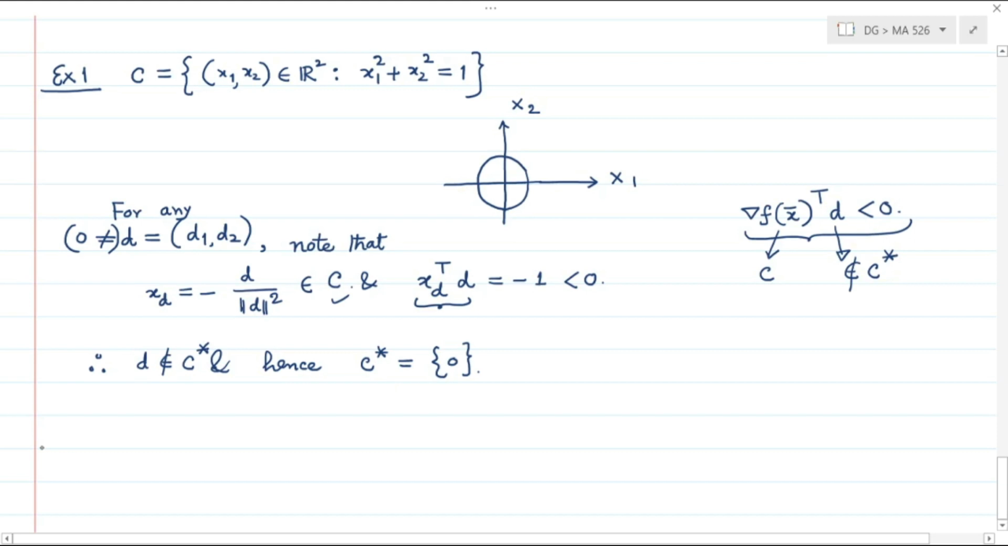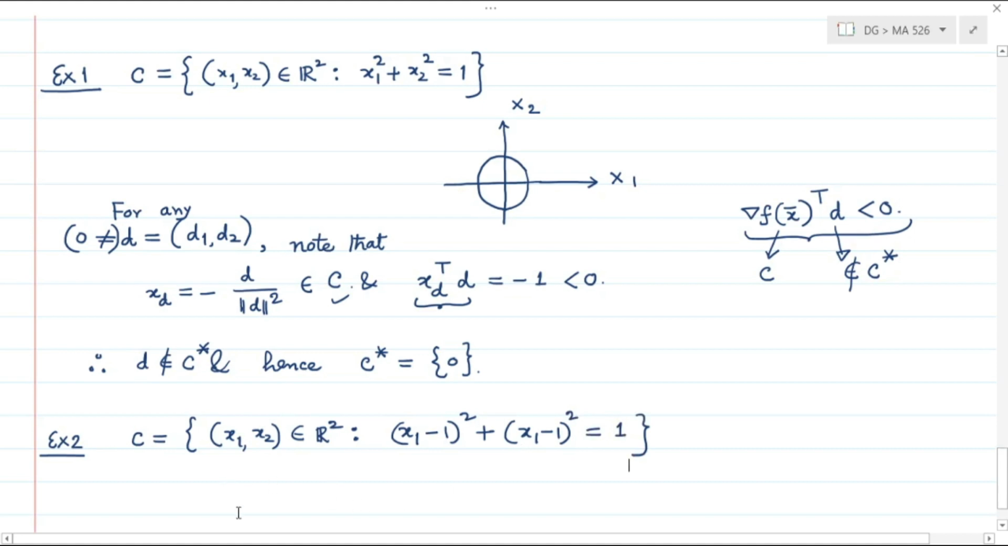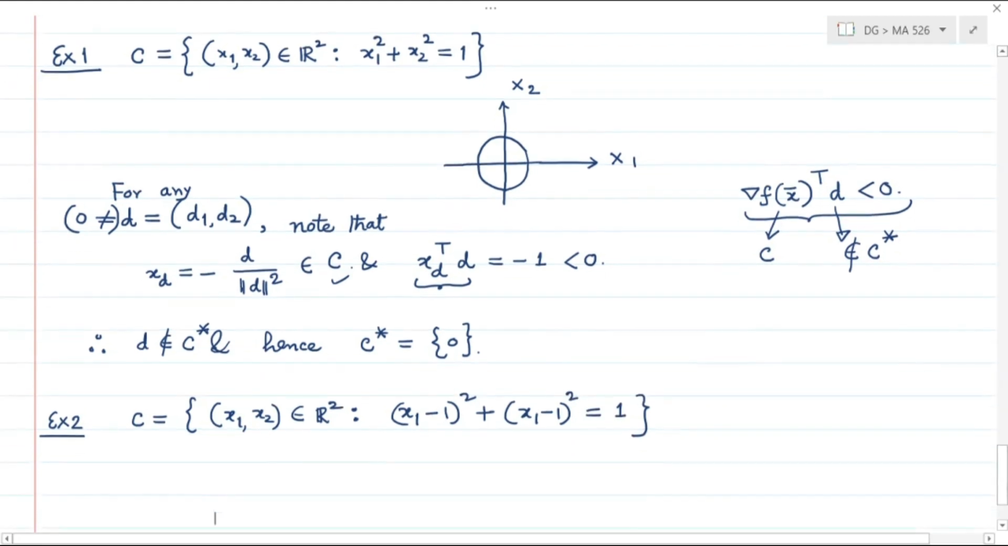Okay, now let me consider example 2, where I include the points as follows. (x1, x2) in R2 is the set of all points on the periphery of the circle having center (1, 1) and radius equal to 1. Fine, this is my set C. Now can you identify what is the dual cone for this set C?